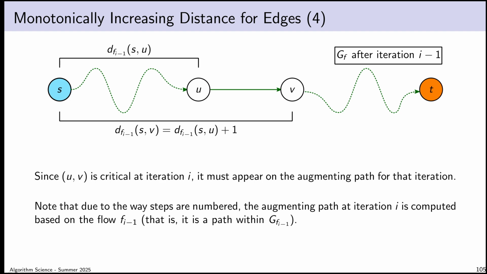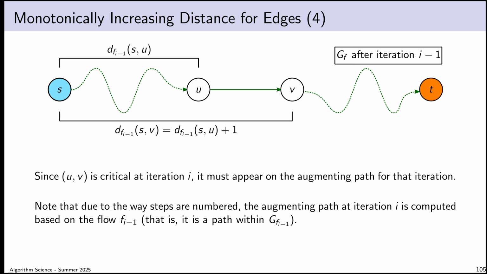Okay, so since UV is critical at iteration i, it obviously has to appear on the augmenting path for that iteration. What this is telling us, of course, is that the edge UV appears in the residual network after iteration i minus 1. So this is selected as part of the augmenting path during iteration i, which means the edge has to be in the residual network at the beginning of iteration i or the end of iteration i minus 1. Now, you just noticed me talking about iteration i and iteration i minus 1.